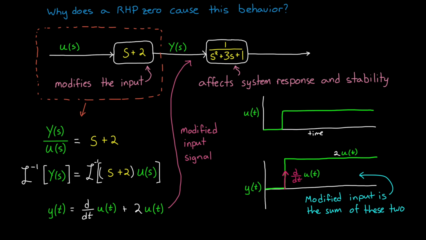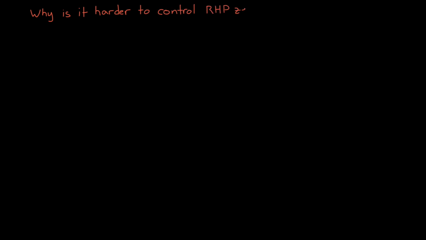On the other hand, with a right half plane zero, the s is negative. Therefore, the derivative is negative, which counters the direction the input signal is heading in. For example, if the input signal is a step, there's that initial impulse in the wrong direction from the derivative of that step. And this is what's causing that initial wrong direction move. We've modified the input with a wrong direction impulse, which is then fed into the remaining transfer function. Okay, now that we know why negative direction dips occur, we can talk about why it's harder to control systems with these right half plane zeros.